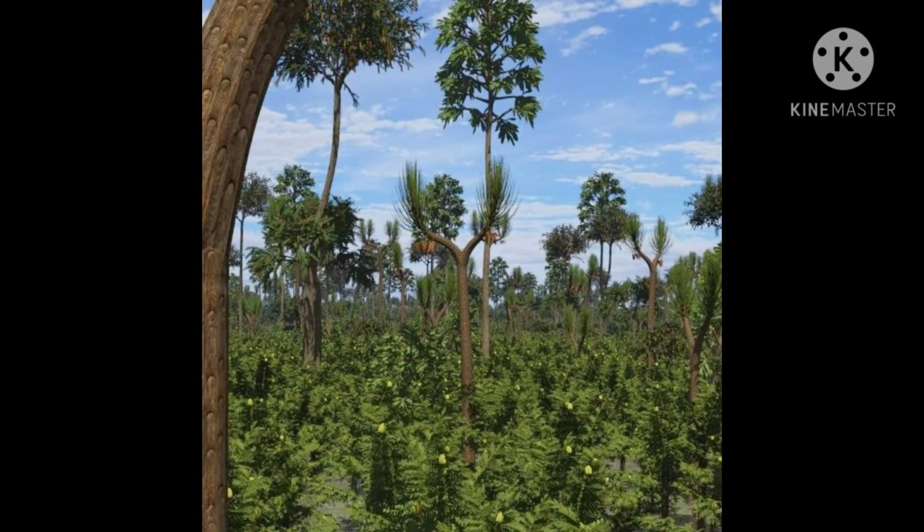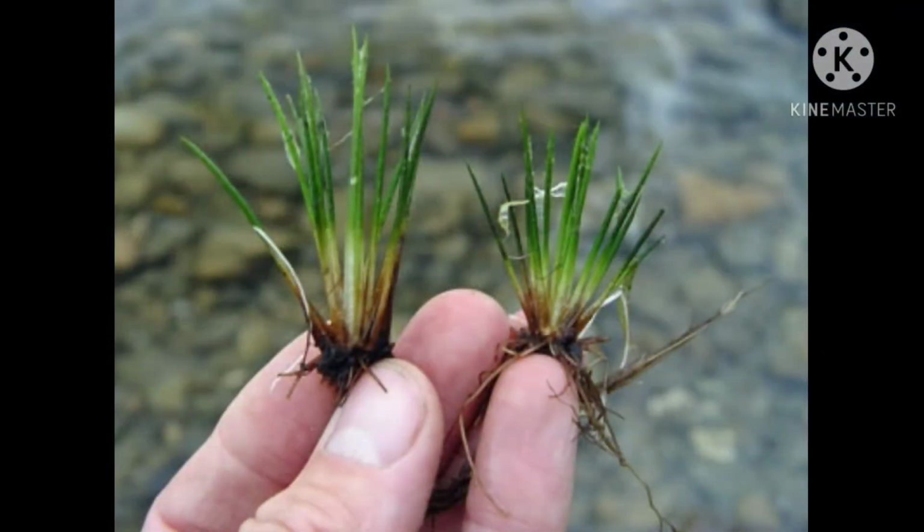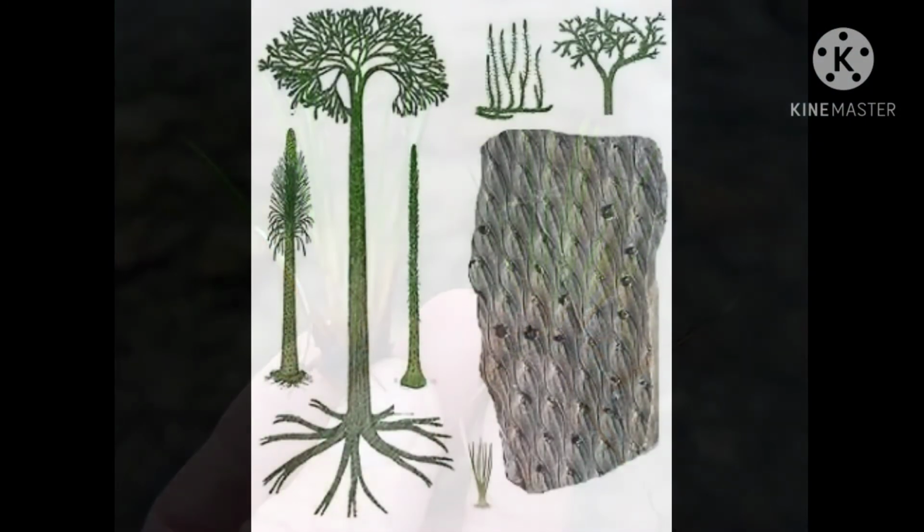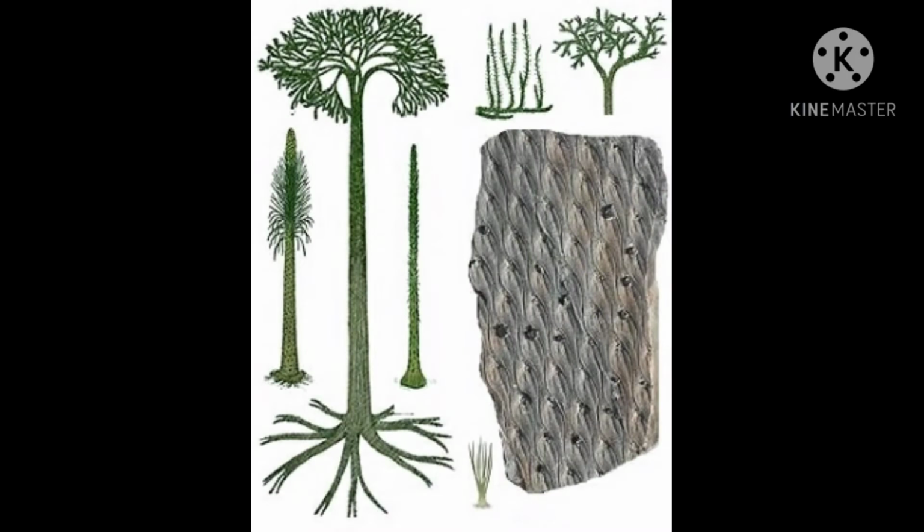As for the plants, Lepidodendron is an extinct group of tree-like plants. Today, they are related to the quillworts and club mosses found in wet, moist areas. During this time, Lepidodendron sometimes reached heights of over 100 feet.